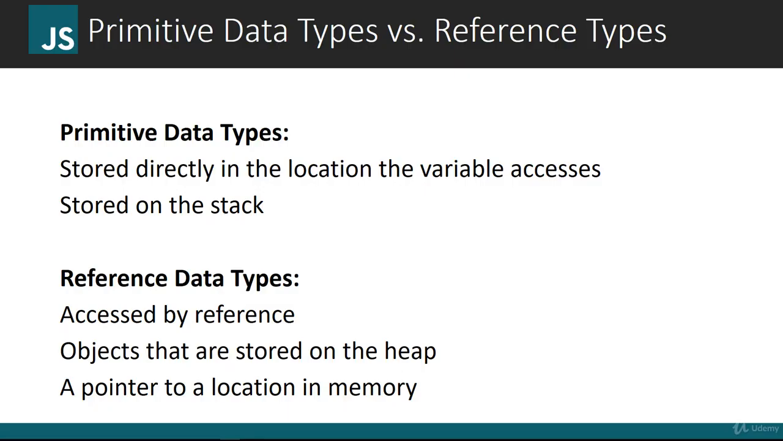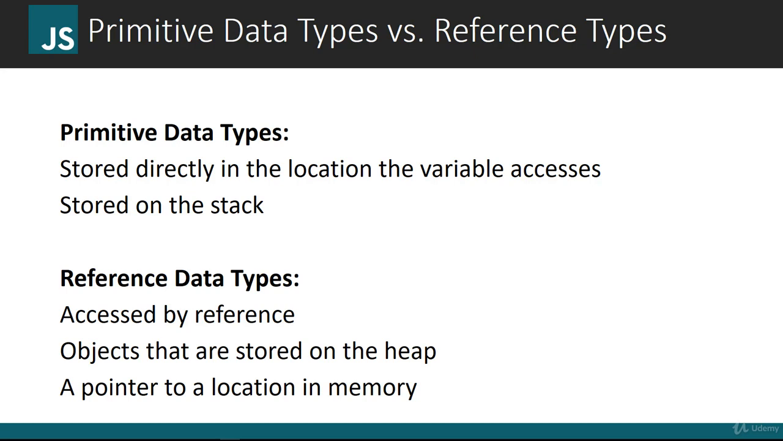Now in JavaScript, there's a bunch of different types, but there's basically two types of data types, and that's primitive and reference. All right, so I don't want to go too deep into this, but I do want you to have a basic understanding of it. With primitive data types, the data is stored directly in the location that the variable accesses. It's stored on the stack.